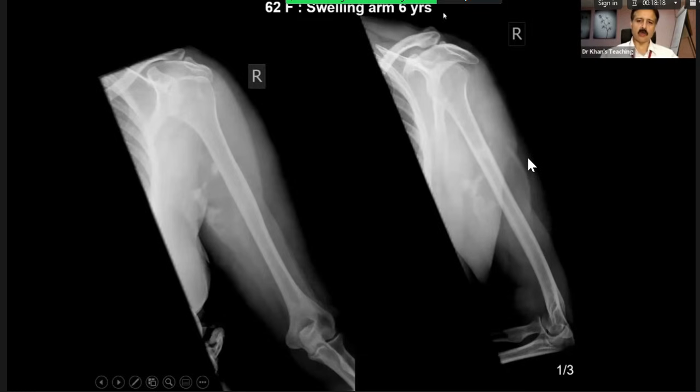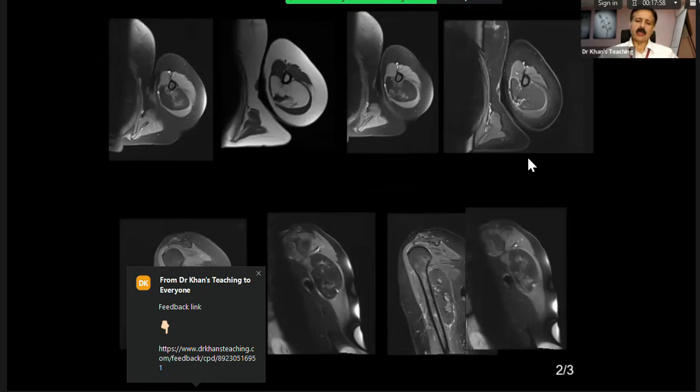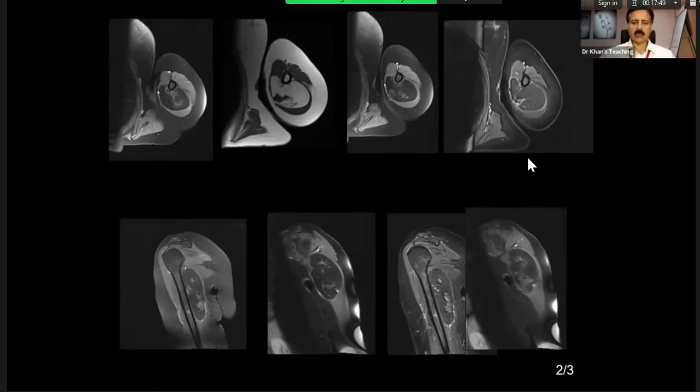And so it was long standing, which means initially it must have been a lipoma, and then it has converted into a liposarcoma. And classical, this is the fat component, and then this is the enhancing component. So you did well where you referred it to the sarcoma unit, and they should do the biopsy. You should not do the biopsy. So that is all.